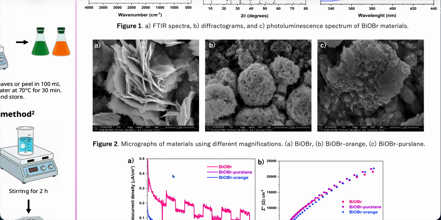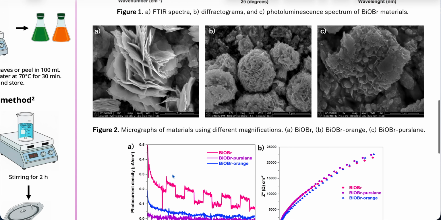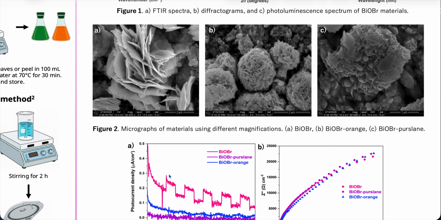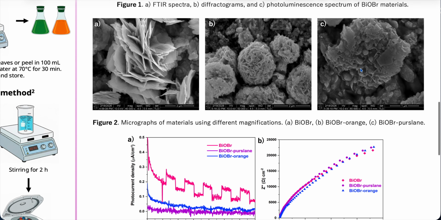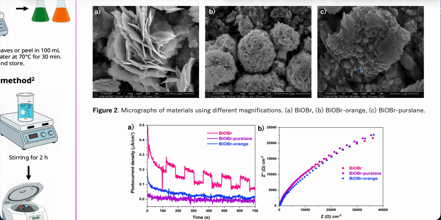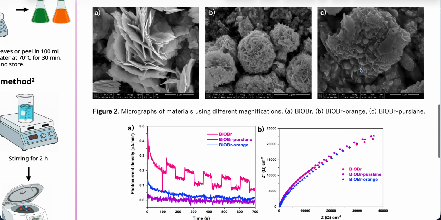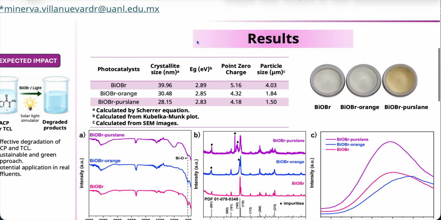The pristine bismuth oxybromide exhibited a characteristic hierarchical flower-like morphology formed by interconnected nanosheets. In contrast, bismuth oxybromide synthesized with orange peel extract showed a more spherical morphology, while bismuth oxybromide synthesized with purslane showed a more agglomerated structure. These differences suggest that compounds present in the natural extracts can act as structure directing agents during the synthesis.